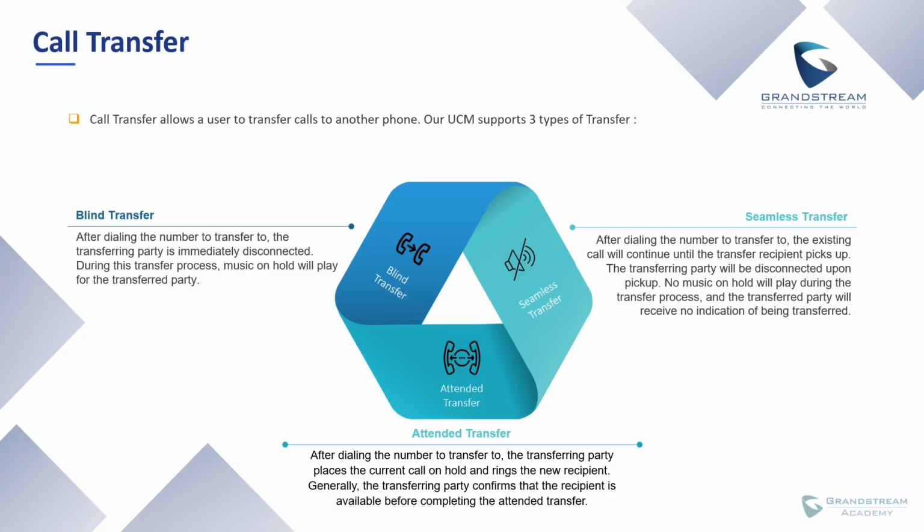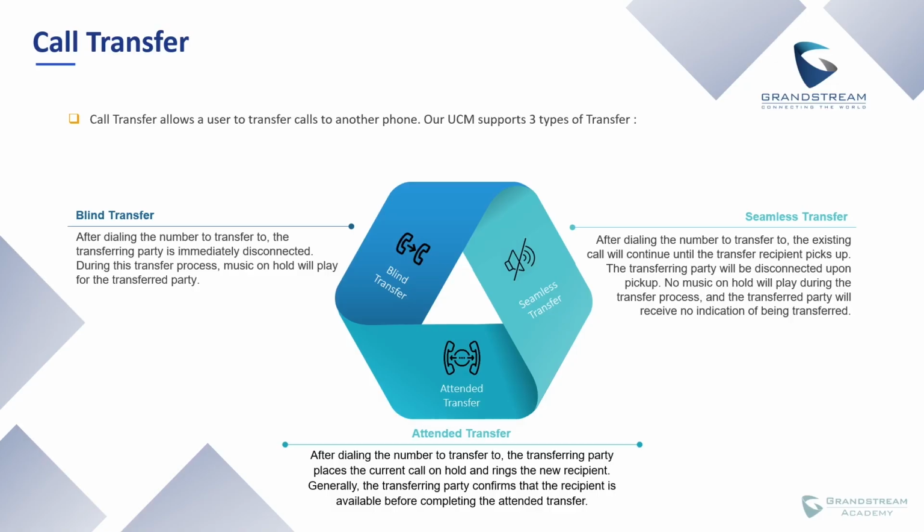So call transfer is the operation that allows users to send or transfer an ongoing call to another destination manually. And the UCM offers three types of call transfer. The first type is blind transfer. A blind transfer is a transfer to another extension without actually initiating a call to the end destination, and the transferring party is immediately disconnected. The call is blindly transferred to the destination, and music on hold will be played for the transferred party.